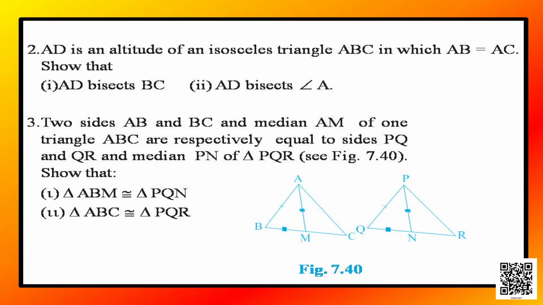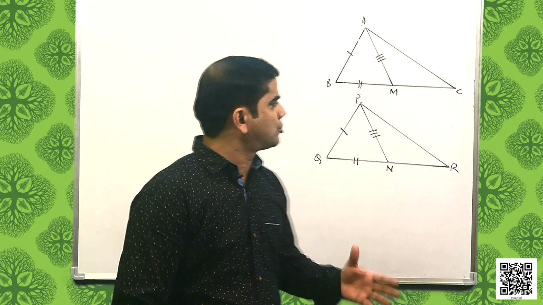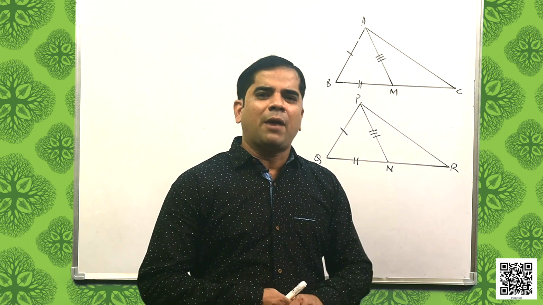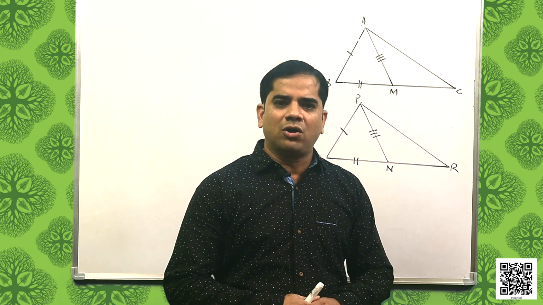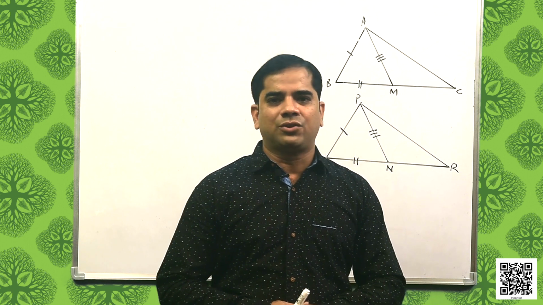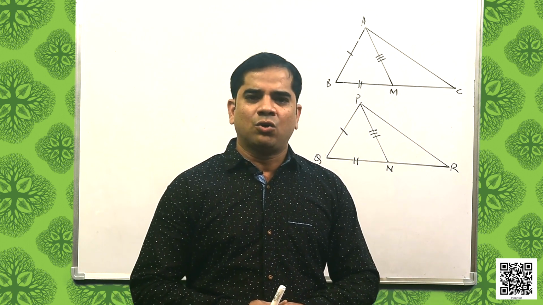Students, let us now discuss the remaining part of exercise 7.3. Question number 3. It says two sides AB and BC and median AM of one triangle ABC are respectively equal to sides PQ and QR and median PN of triangle PQR. You can see the figure given in your book. I have also drawn the same figure on the whiteboard. Now we have to show that triangle ABM is congruent to triangle PQN and triangle ABC is congruent to triangle PQR. So, let us go through the solution.